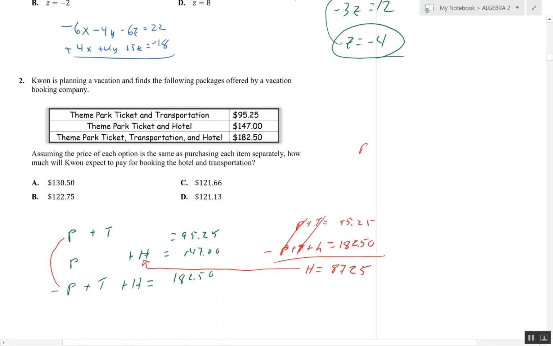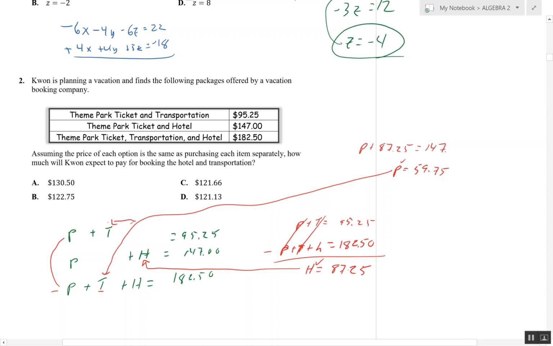Okay, so we're going to say then P plus 87.25 is equal to 147. So subtracting gives me P equal to 59.75. Now that I've got H and I've got P, I could figure out what T is by plugging it back into here, or we could plug it into this one, it doesn't really matter.